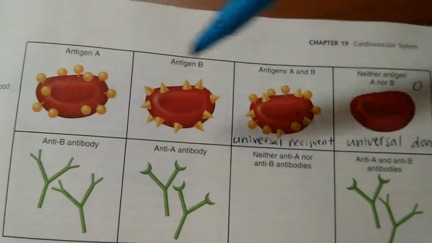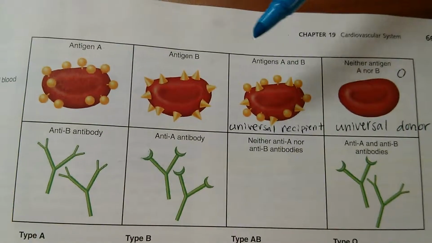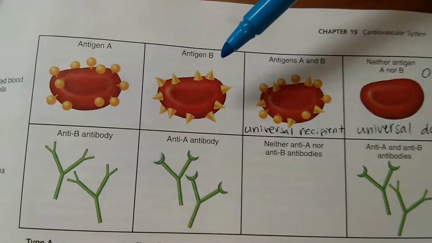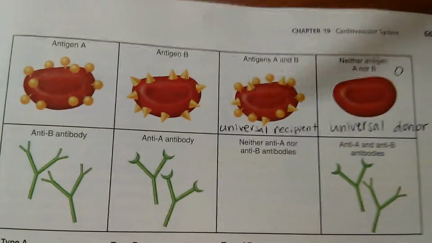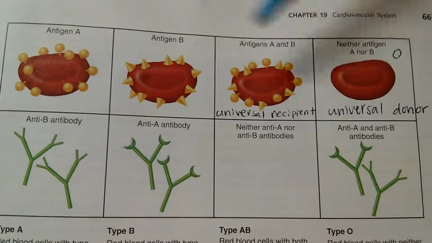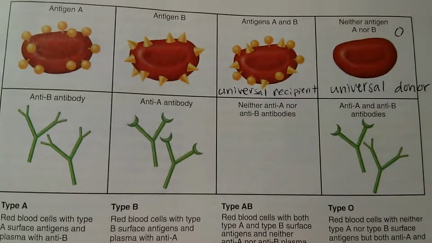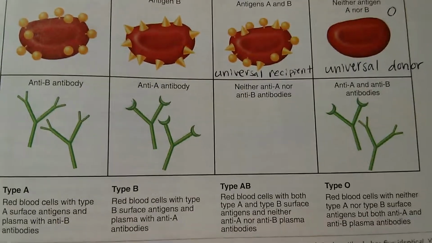Everyone else here at least can receive from two. So type A can receive from type A and type O. Type B can receive from type B and type O. Type AB can receive from type A, type B, and type O. So this is how the blood groupings work.